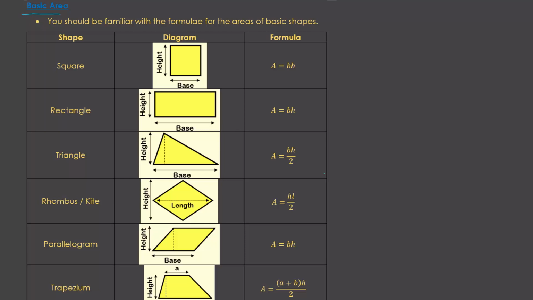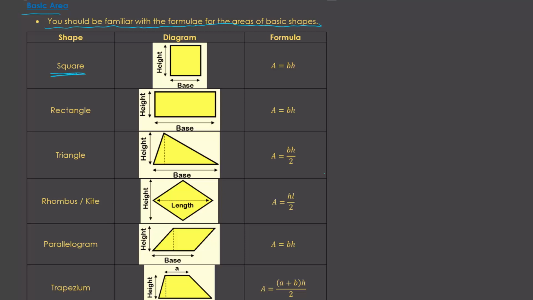Basic area. By the time you're in Year 9, you should be familiar with the formulae for the areas of basic shapes, which doesn't necessarily mean that you'd be able to tell me what all of them are, but certainly given them, you should be able to use them.